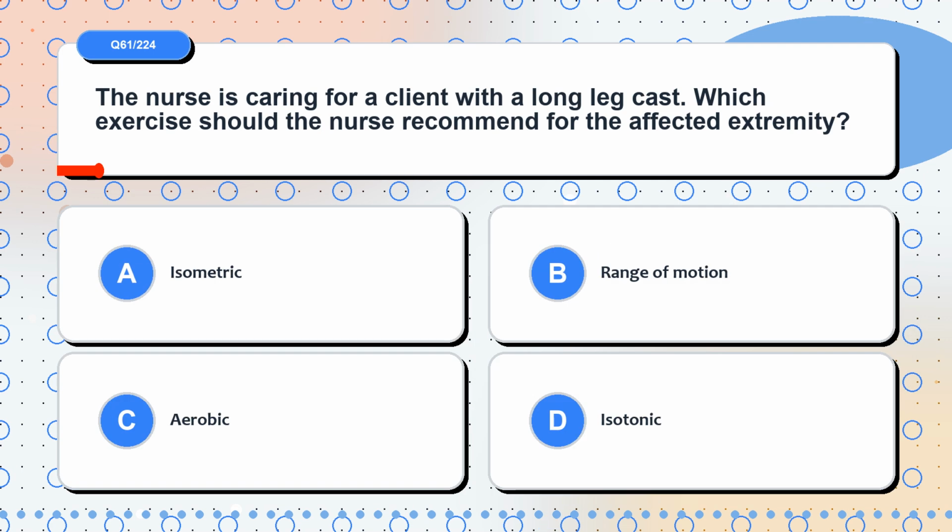Question 61. The nurse is caring for a client with a long leg cast. Which exercise should the nurse recommend for the affected extremity? Here are the options. Option A, isometric. Option B, range of motion. Option C, aerobic. Option D, isotonic.